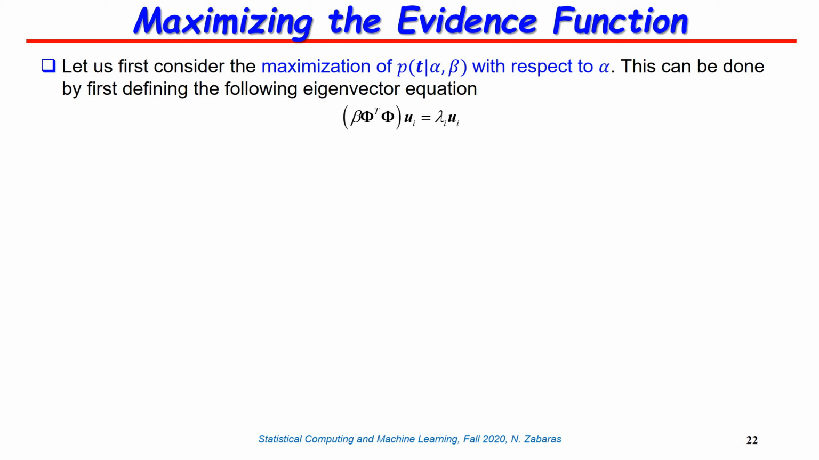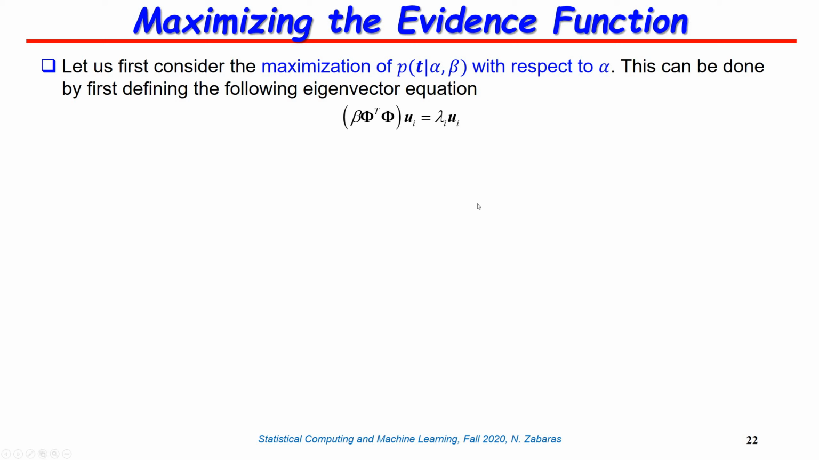First, remember capital phi is the design matrix, and the reason I put that beta there is simply because it makes the algebra look a little bit simpler. Other books, like Murphy's book, have no beta there, so you have to be careful when you compare results from different sources. But here we're going to use the eigenvalue problem for beta phi transpose phi.